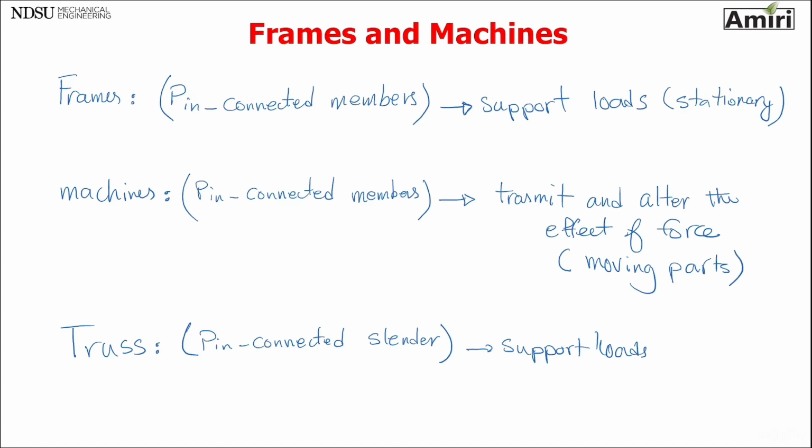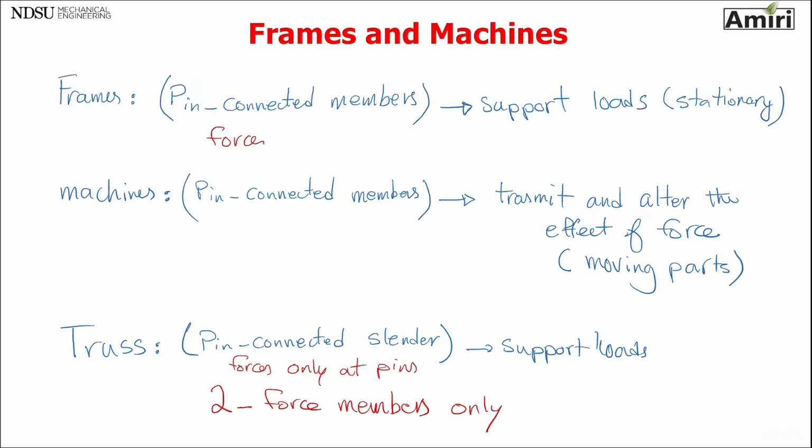So one thing that I want to mention is trusses, if you remember, they were slender pin connected members, forces only at the ends or only at pins, which made them two-force members. So truss consists of two-force members only, versus frames and machines, where forces could be anywhere. For both of them, which makes them a multi-force member. So they can have two-force members, but for sure they have multi-force members or three-force members too. That just means more than two.